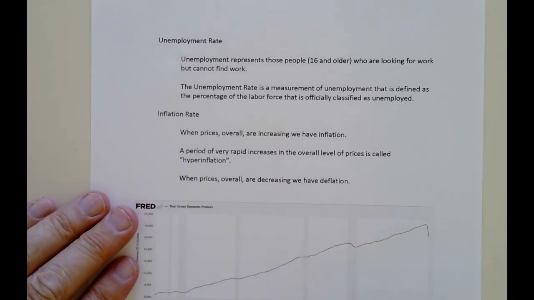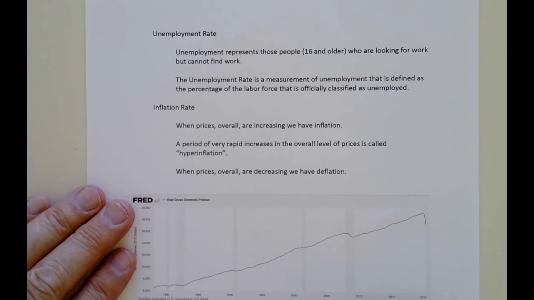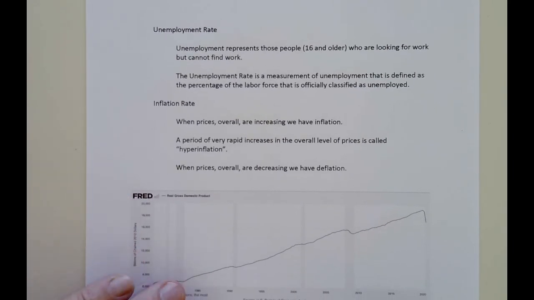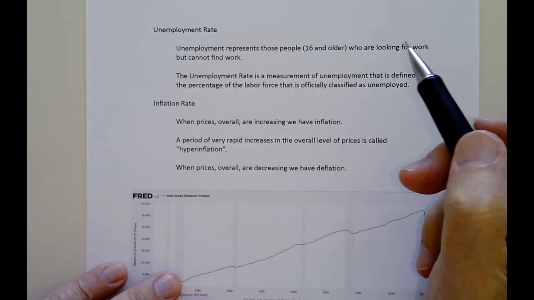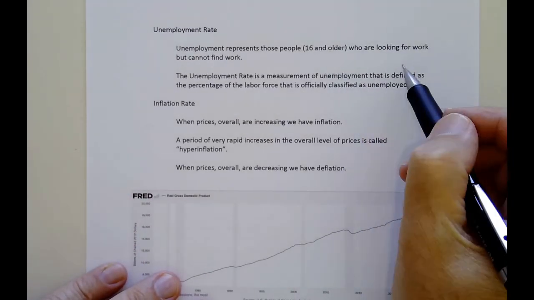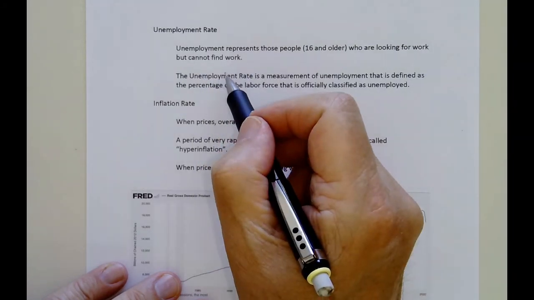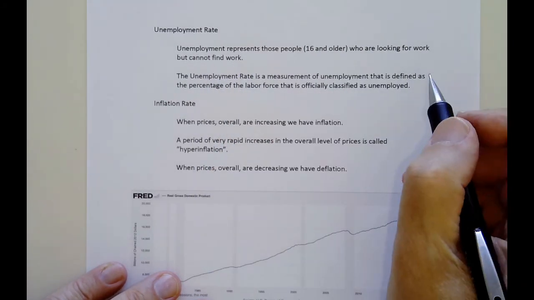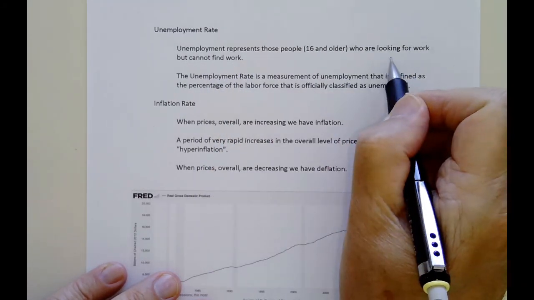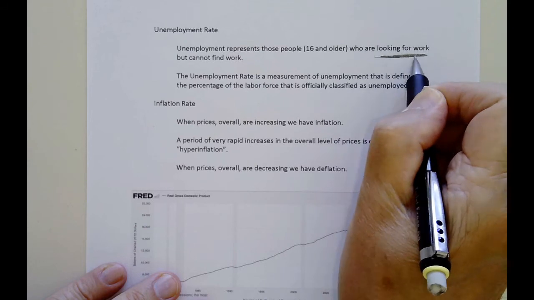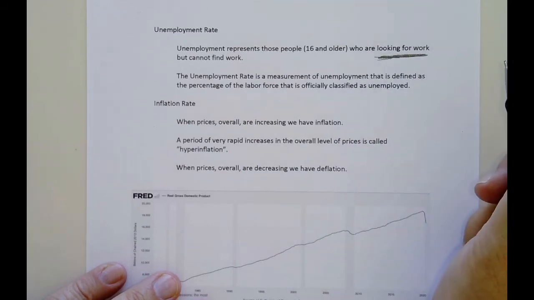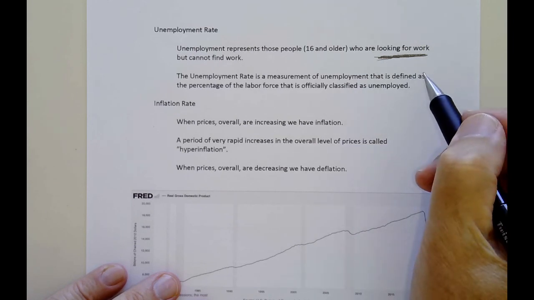Chapter 7, we have a whole chapter devoted toward unemployment and inflation. I'll just introduce the concepts briefly here. Unemployment represents those people who are 16 and older who are looking for work but cannot find work. So to be counted as unemployed, you have to be first without a job, but also be looking for work, which creates a problem, a discrepancy, an argument in terms of how we collect our data, which we'll talk about in Chapter 7.